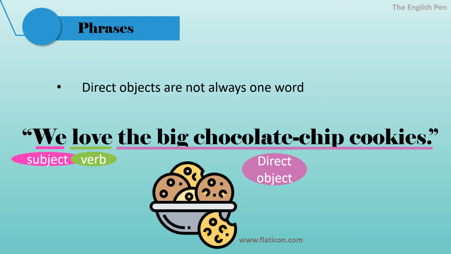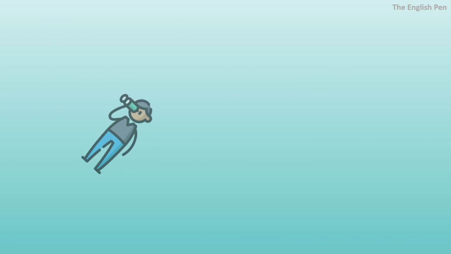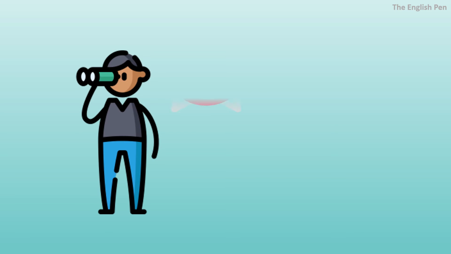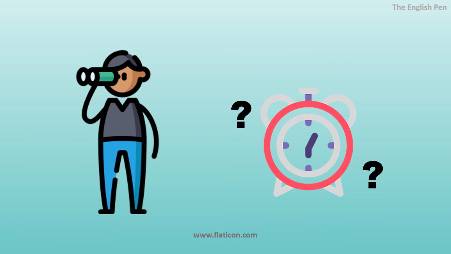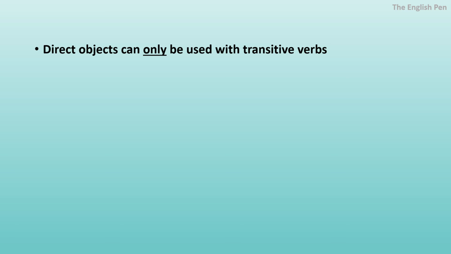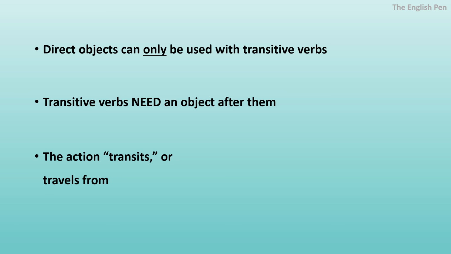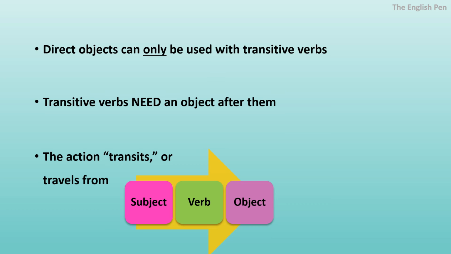Now, we've talked a lot about what the direct object can look like, but when can we use it? Well, this is where things can get a bit tricky. Direct objects can only be used with transitive verbs. Transitive verbs are verbs that need an object after them. Also, with these kinds of verbs, the action transits or travels from the subject through the verb and to the direct object. Let's use an example.